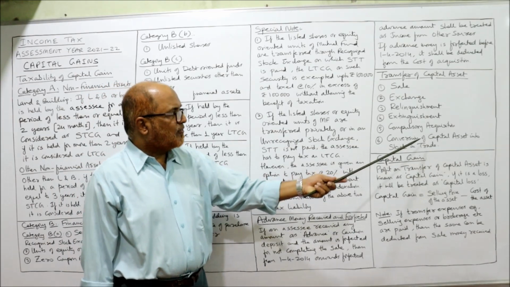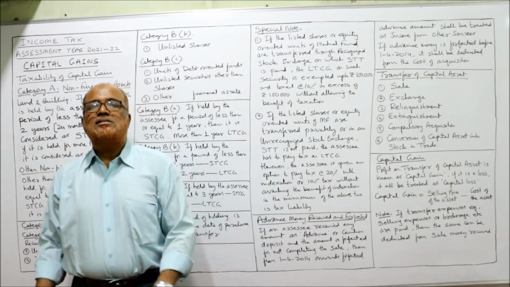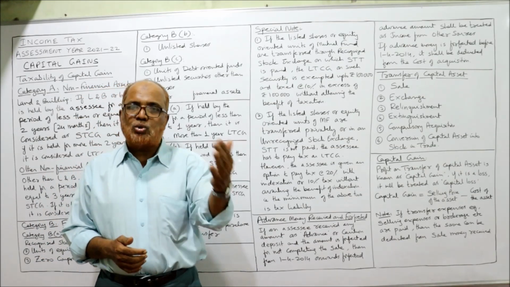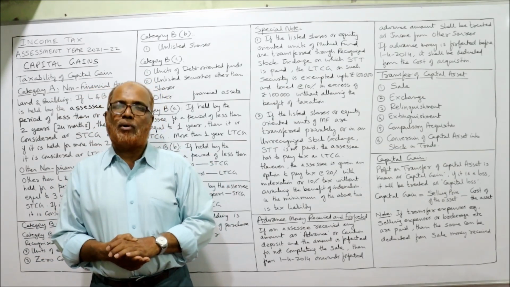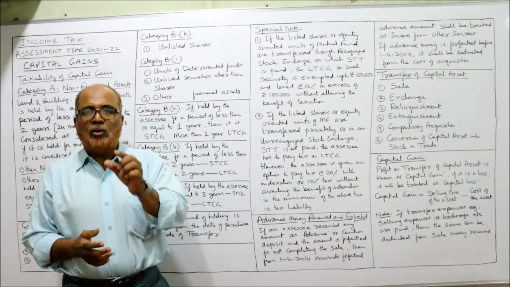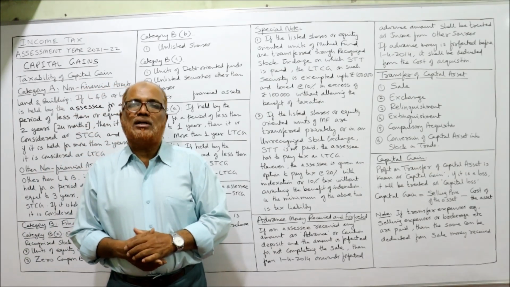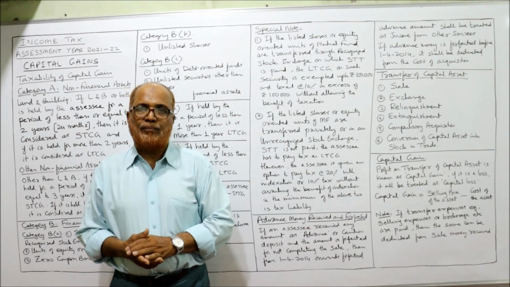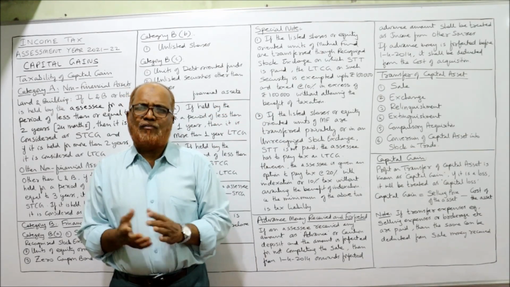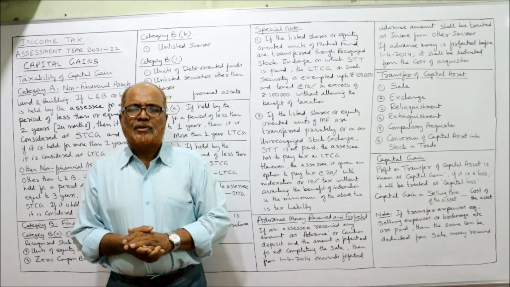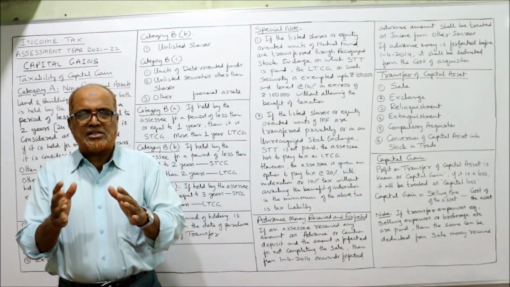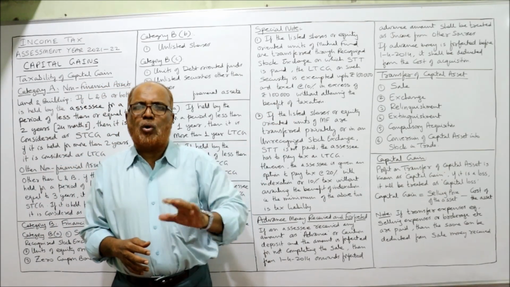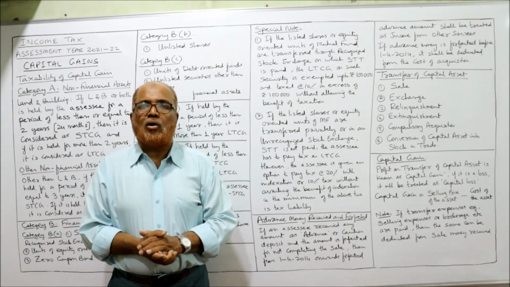Next one, conversion of capital asset into stock in trade. Sometimes an SSC will convert his capital asset into stock in trade. That will also amount to transfer. Example, during the year 2010, a person has purchased 10 lakh rupees worth of gold for his investment purpose. So he has purchased the gold for his personal use. It's a capital asset.